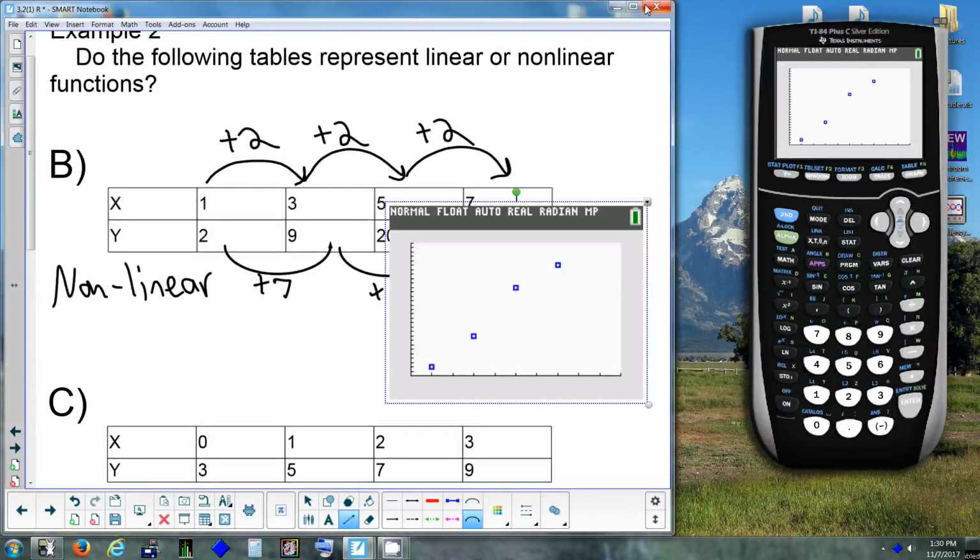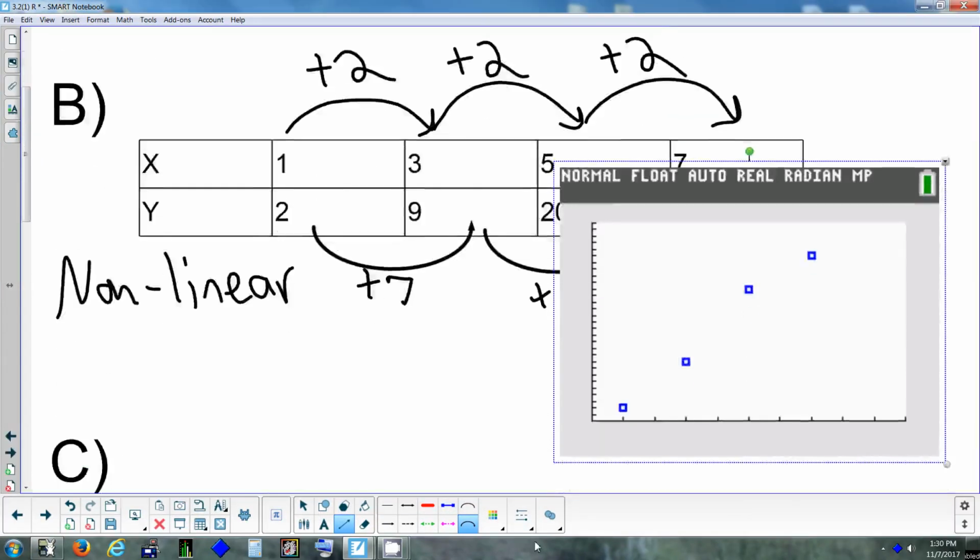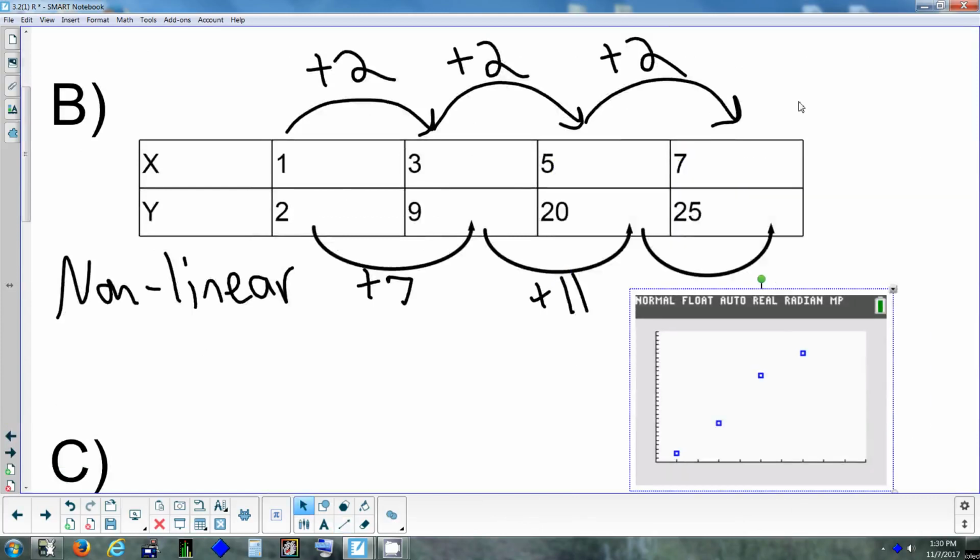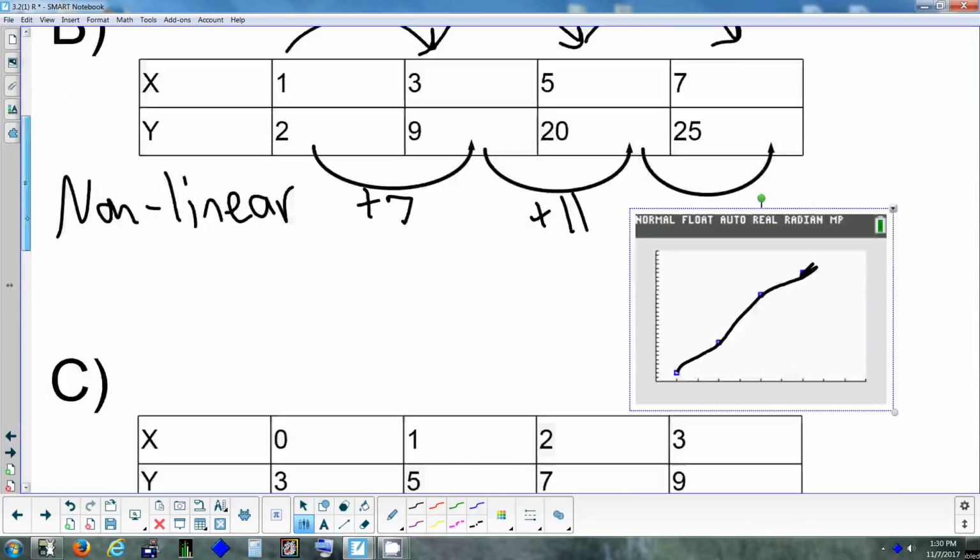So that's what it looks like, right? If I was to connect those dots, again, I get a wavy line, right? So that's no good. Mr. Hager wanted to show you guys what it looked like if you were to graph it. So it does prove itself true because it's not a straight line. For it to be linear, it has to be a straight line. All right, let's look at C.